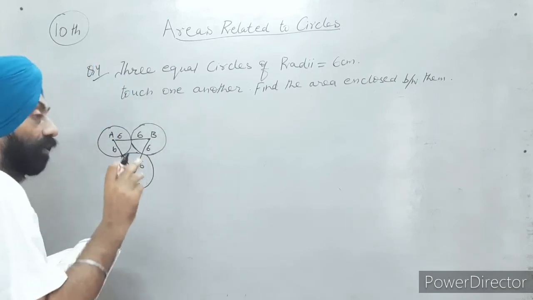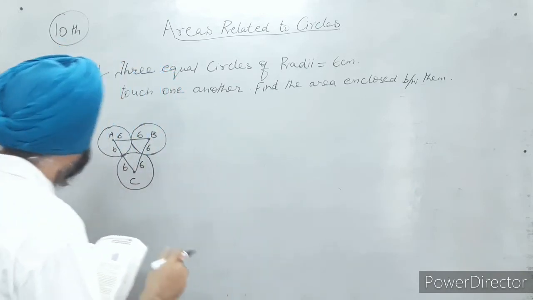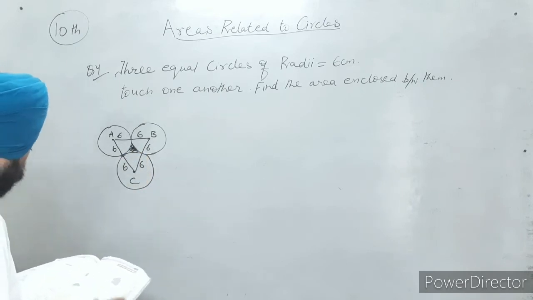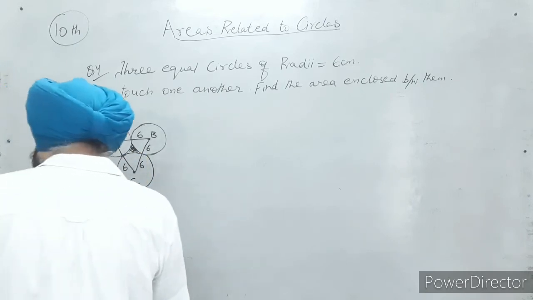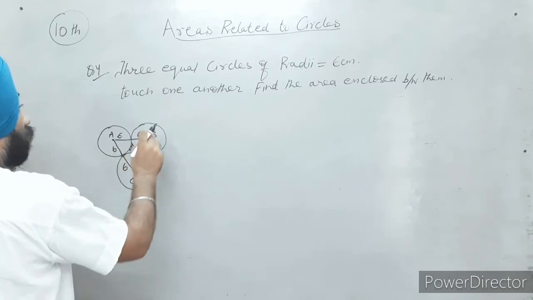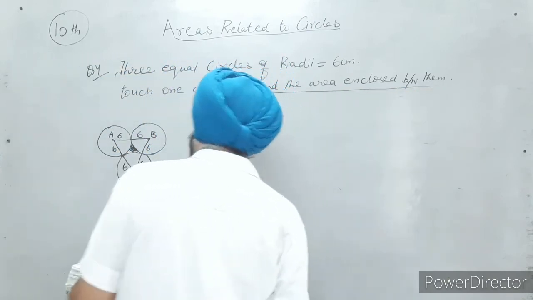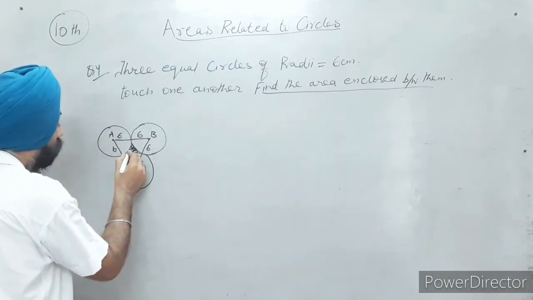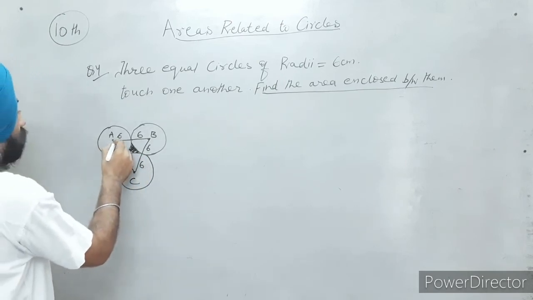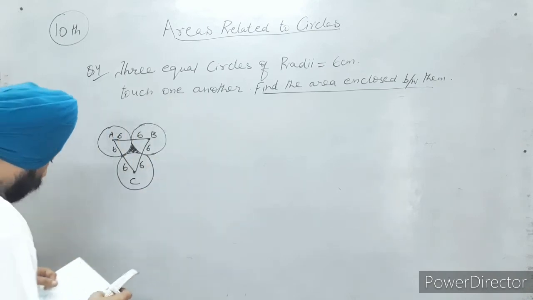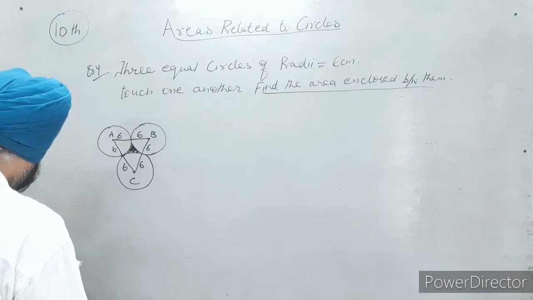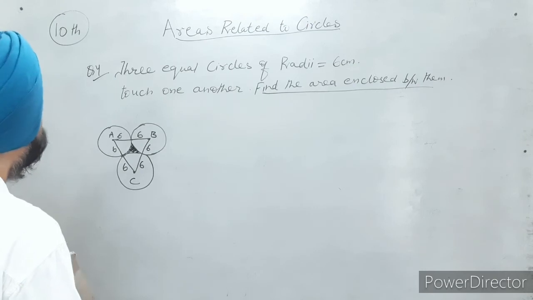I need area of the shaded portion, this portion, area enclosed between these 3 circles. Question was 3 equal circles, each of radii 6 centimeter, they touch one another. Find the area enclosed between them. I need area of this portion, shaded region. Right? Now, touch one another. Now, one more thing is given. 3 equal circles, each of radii 6 centimeter, touch one another. Find area enclosed between them.